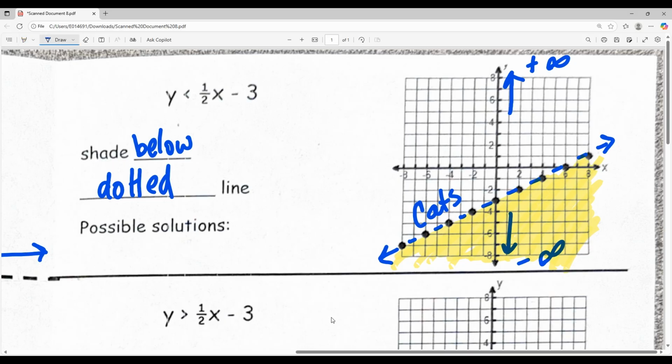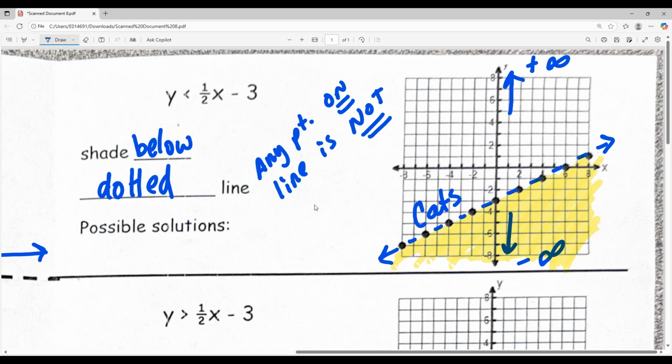Now, let's talk about what are the possible solutions. Okay. Any point on the line is not a solution because it's open. Now, anything in the shaded region is a point and is a solution.